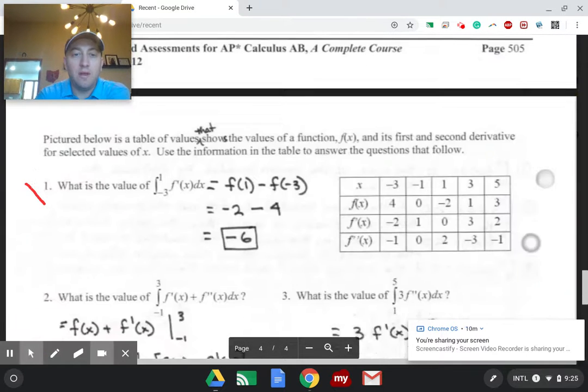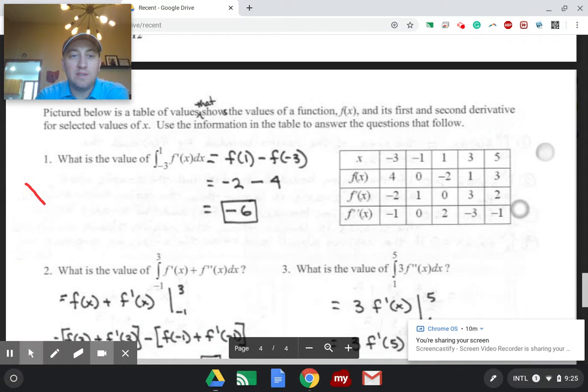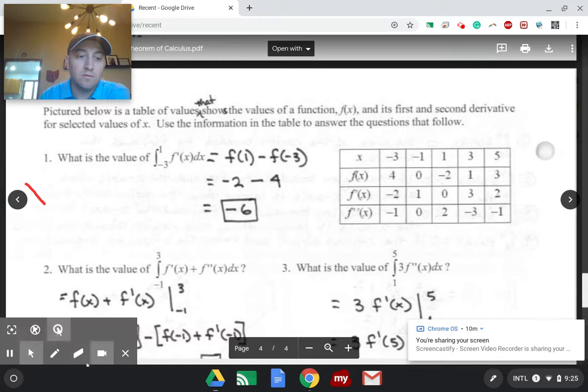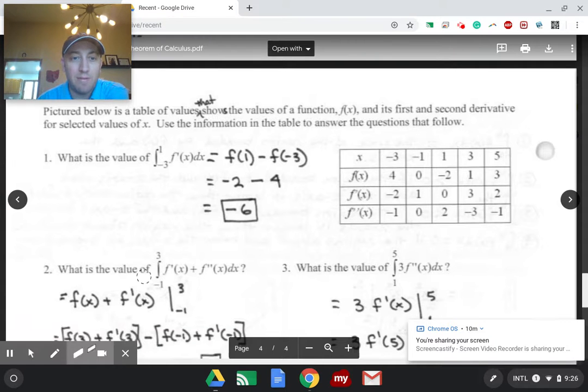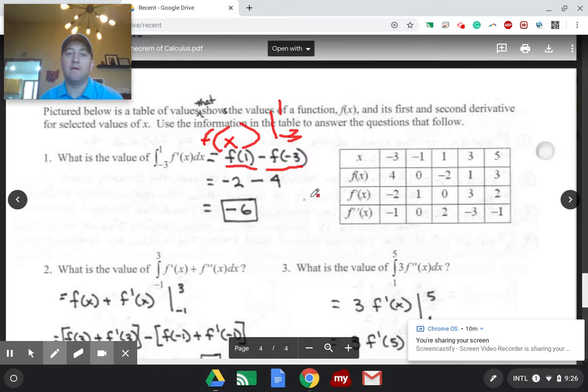And then the last page of the notes here is basically just using a table of values to answer the questions. So number one, what is the value of the integral from -3 to 1 of f prime of x? The antiderivative of f prime of x would be f of x. So we're looking at f of x going from -3 to 1. You plug in 1, that's where they get f of 1, minus plug in -3, there's f of -3, and then there's your answer, -6.